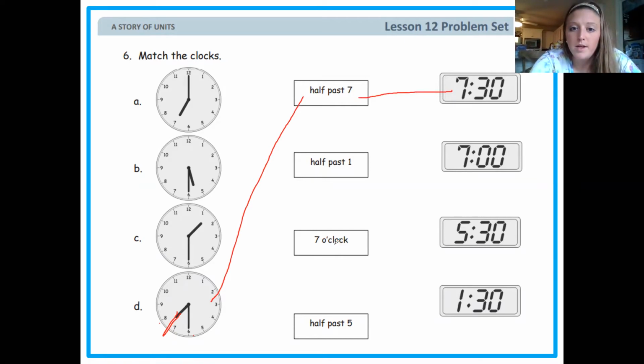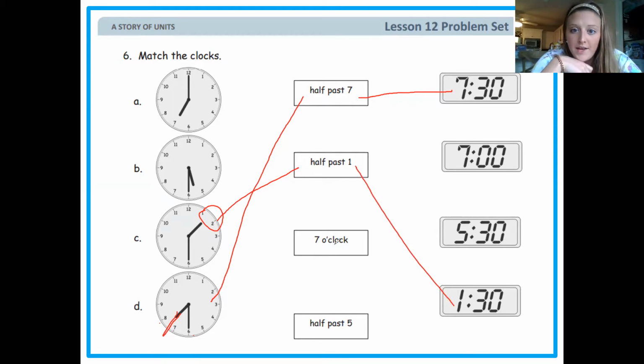So every middle one is going to have one on each side, an analog clock and a digital clock from the word form, okay? 1:30. I know that my hour still needs to be between the 1 and the 2. So I know, oh, right here, I can look at this one. It's between the 1 and the 2, and it's at the 30. So 1:30, and it says 1:30 down here, okay?